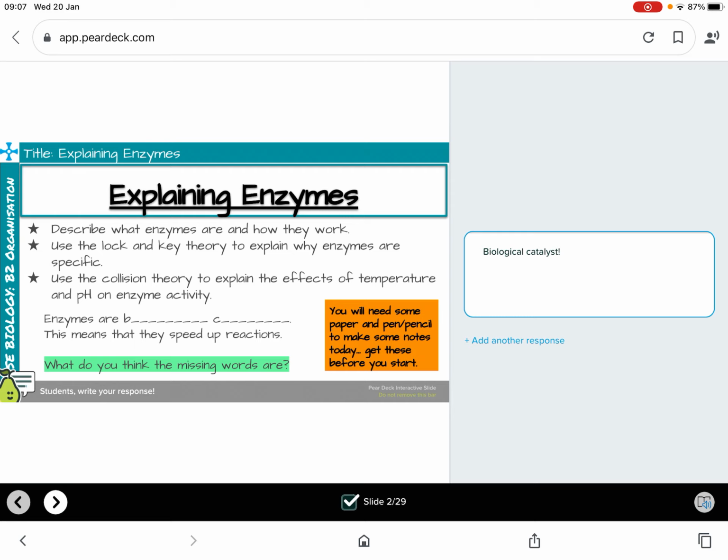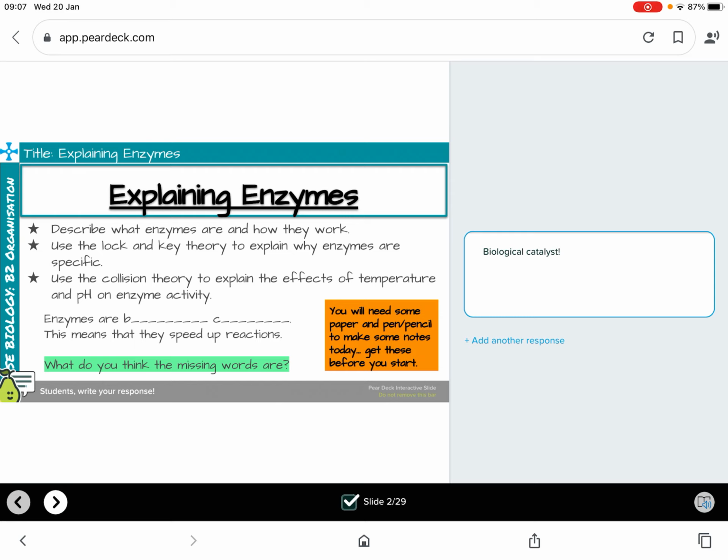So just a quick recap from previous lessons. We've been talking about enzymes as biological catalysts. So they are made by living things and they will speed up a reaction. So biological is from living things and a catalyst is something that will speed up a reaction.